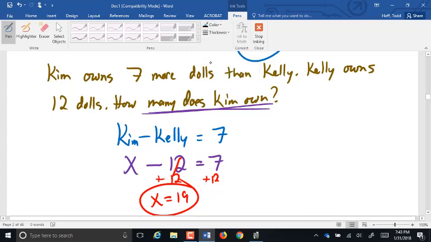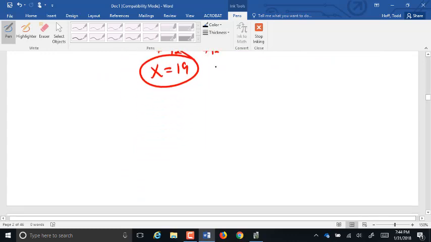Now, those are all very simplistic word problems. And because they're so simple, it's often more difficult to write an equation for them because your mind wants to go just to calculating the answer and not writing it out with a formula. So let's look at some more difficult ones.